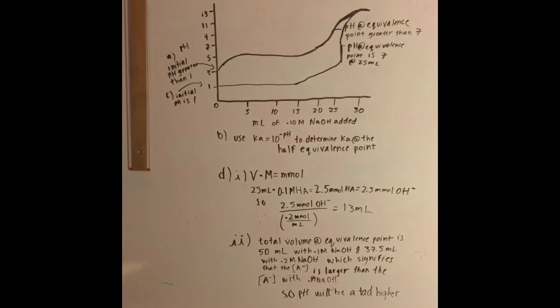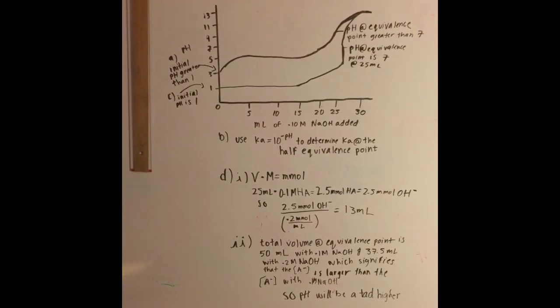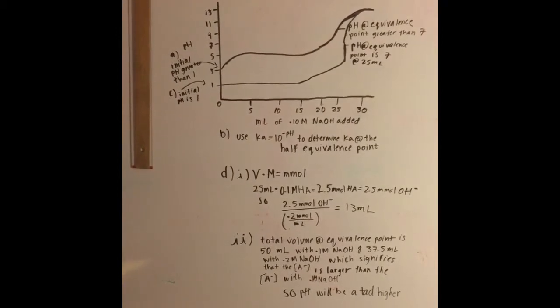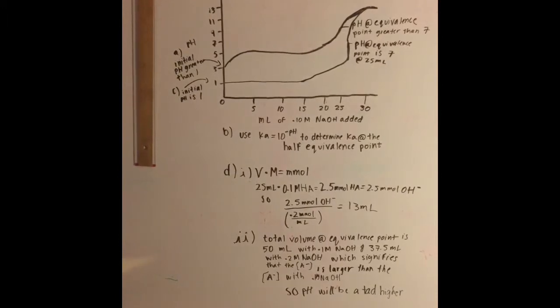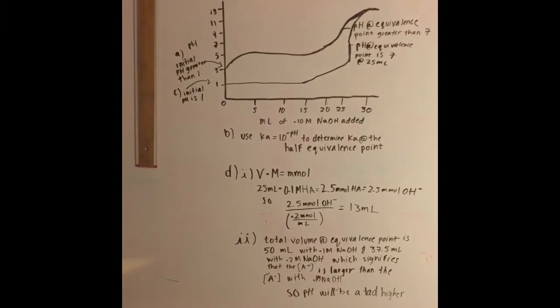So if you take a look at the graph, you can see that the initial pH is greater than 1, which helps us identify that, and also that the pH at the equivalence point is greater than 7.